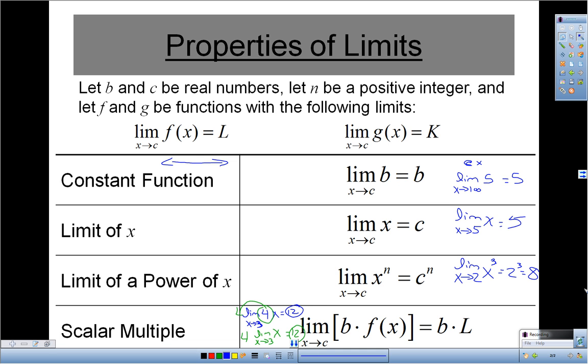So those are just some of the properties of limits. Alright, let's go over a couple more.